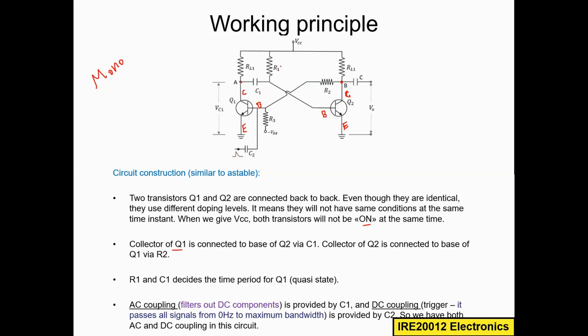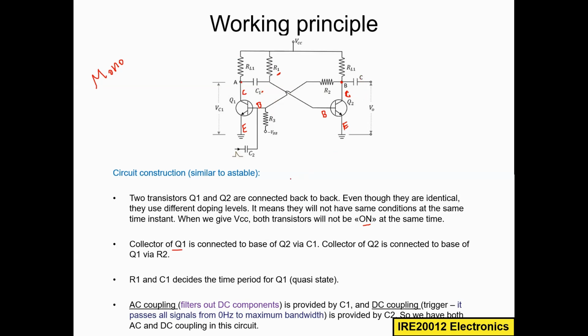R1 and C1. Here you see the two elements R1 and C1. R1 and C1 decide the time period for Q1. So how long it will take to charge this capacitor. Once it is charged fully, it will drive the base of Q2. Here we have some kind of capacitors. You can see here we have C1, and here we also have another capacitor C.